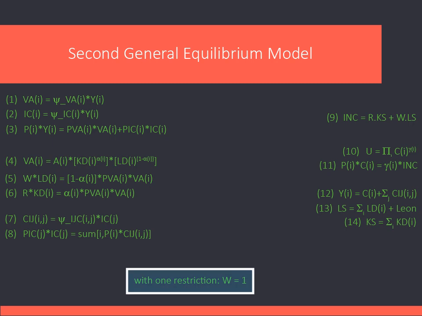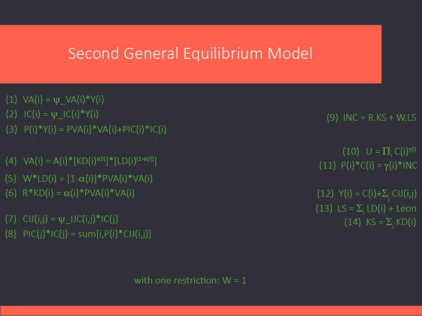Let's notice that we have 1 restriction, for the same reason as for the previous CGE model. We fix one numeraire, which is here the labor remuneration, W is equal to 1. And we add one free variable, which is called Léon. So we've got 14 generic equations, but if we take into account that there are 3 sectors, we have 40 equations.